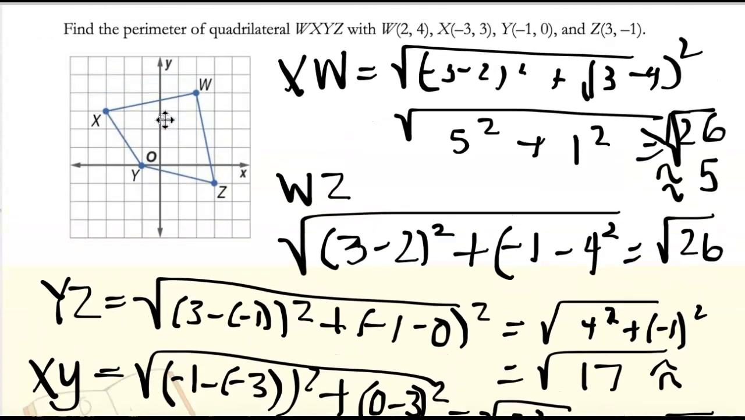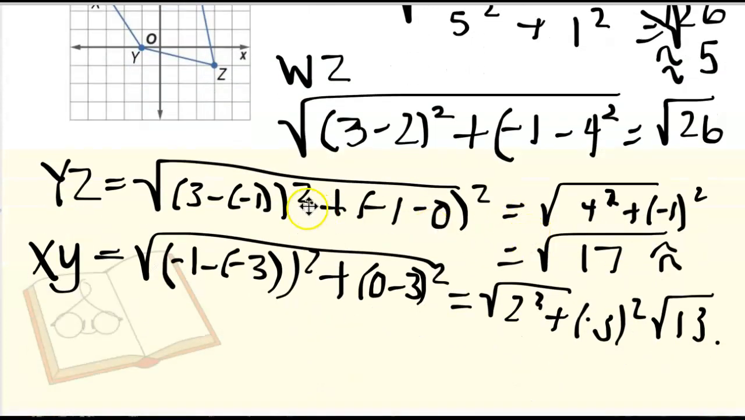Okay, here we go. I have the parts worked out here. First I have xw, that comes out to be approximately 5. wz, if I did my calculations correctly, also comes out to be about 5. And then yz comes out to be about root 17, and then xy comes out to be 13. You just get your decimal approximations and add those together, and then it's not given in units particularly, so we would just say units.